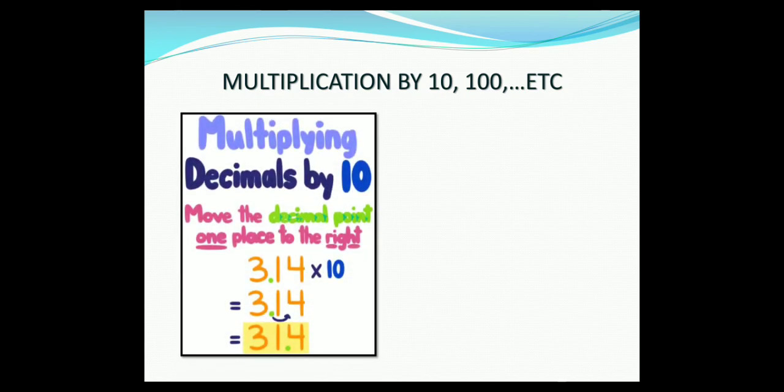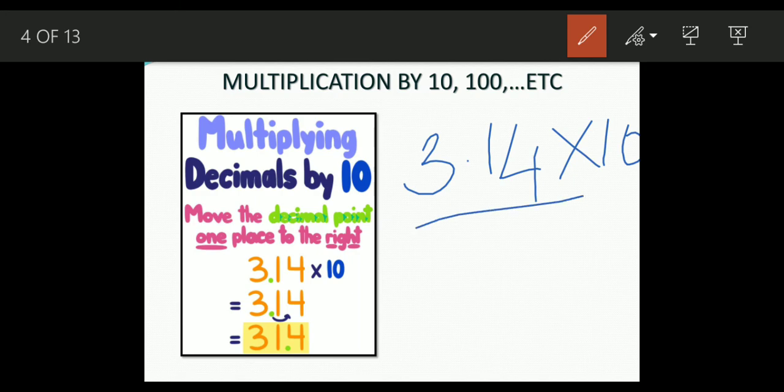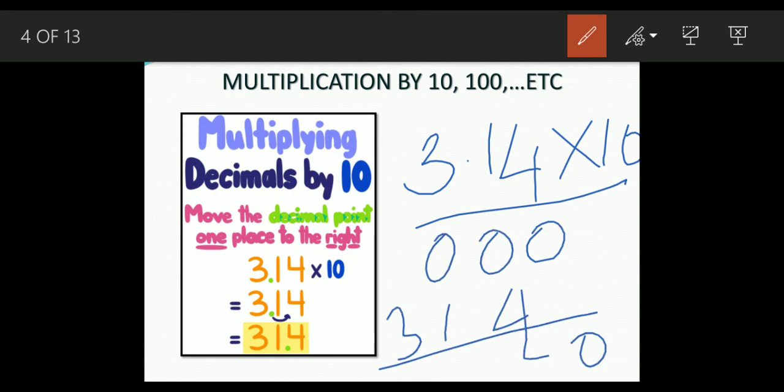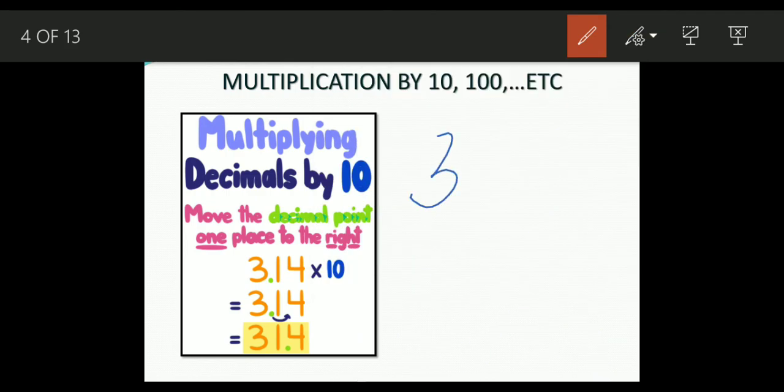For example, if I'm going to multiply a decimal number with 10 or 100. If I'm going to multiply with 10, what am I going to do? Suppose the question is 3.14 into 10. In that case, you don't need to multiply 0 into 4 is 0, 0 into 1 is 0. Don't do it like this. You don't need to write like this and then find the answer. It is not necessary. Then how can I find the answer? It's very simple. Write the question: 3.14 into 10, right? So here after 1, how many zeros are there?